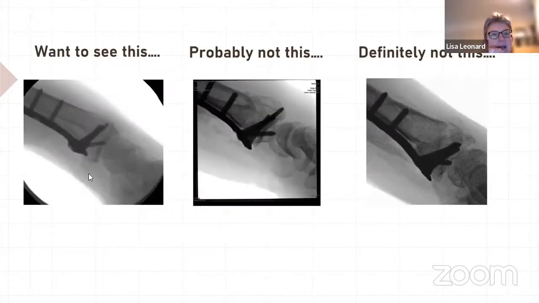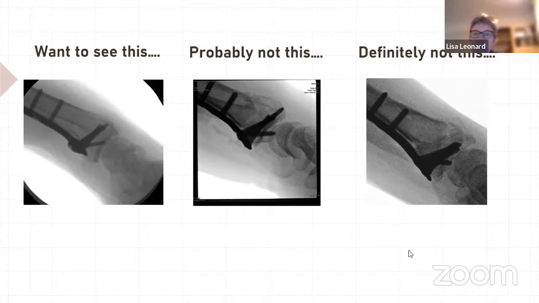This is the good, the bad and the ugly. So you want your x-rays to look like this, where you haven't got the plate sticking out beyond the end of the radius and the screws aren't too long. You probably don't want it to look like the middle picture where the plate is really too distal, it's sticking out, that's risking your FPL, and the screws are really only just subchondral. But it is difficult if you've got a very distal fracture. Well, we've got a few tricks up our sleeve to sort that out when we get to the discussion bit at the end. And you definitely don't want it to look like the right hand picture.